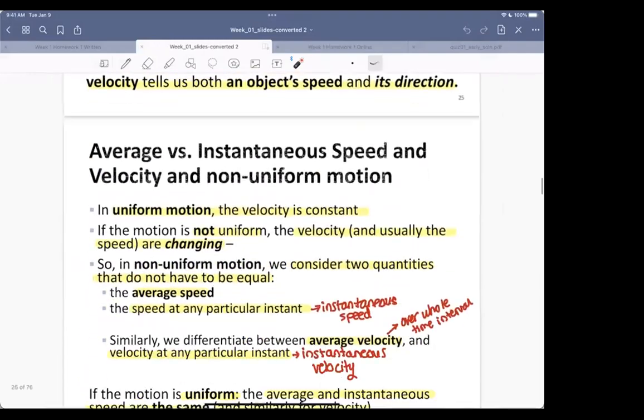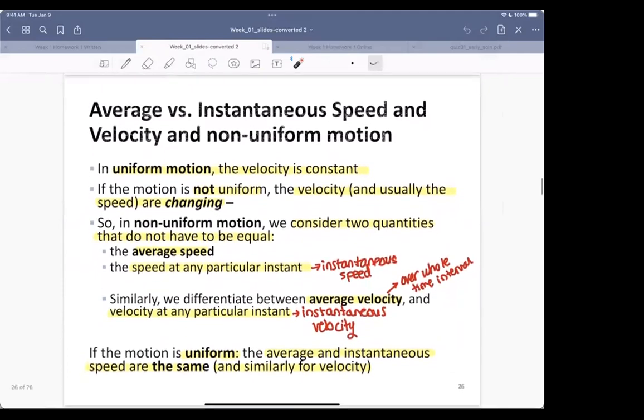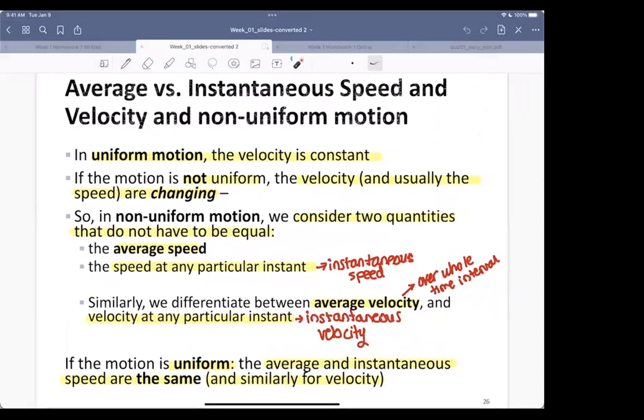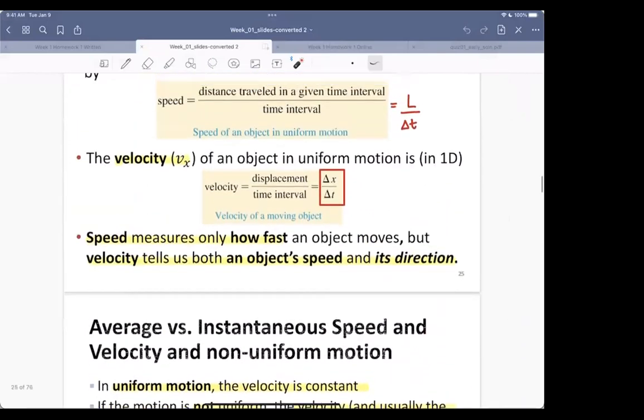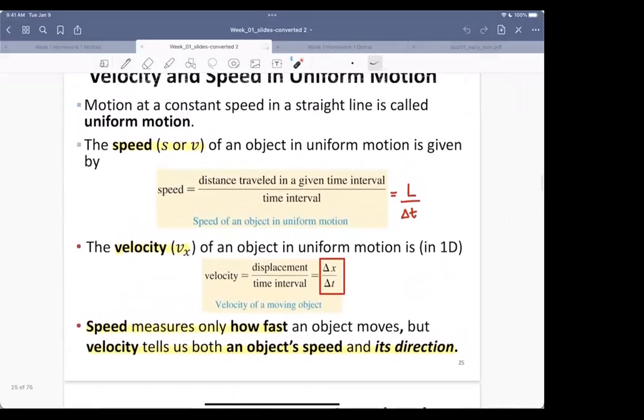Other than that, definitions seem kind of stupid to memorize or understand, but it's very, very important, because if you really understand what uniform motion is, what non-uniform motion is, average speed versus instantaneous speed, and relating to those two equations, for example, the difference between speed and velocity, and the difference between distance and displacement is going to be really helpful.